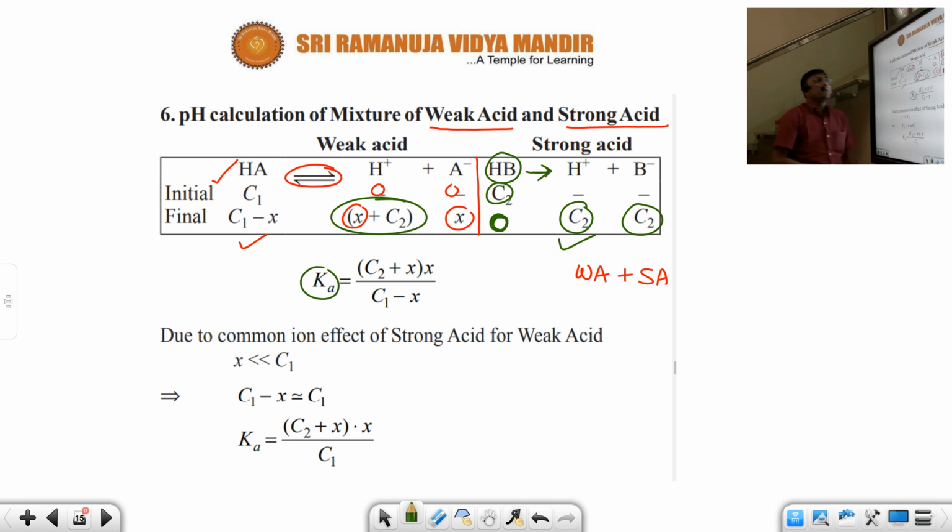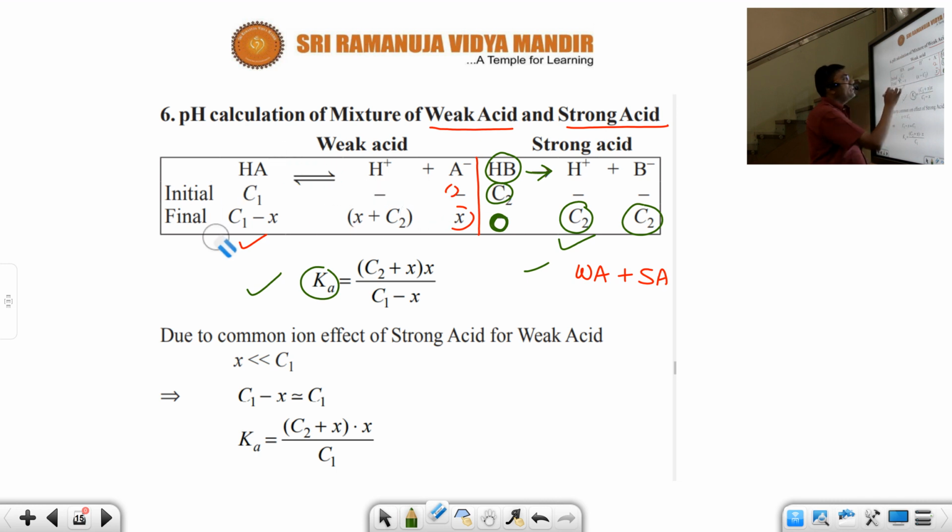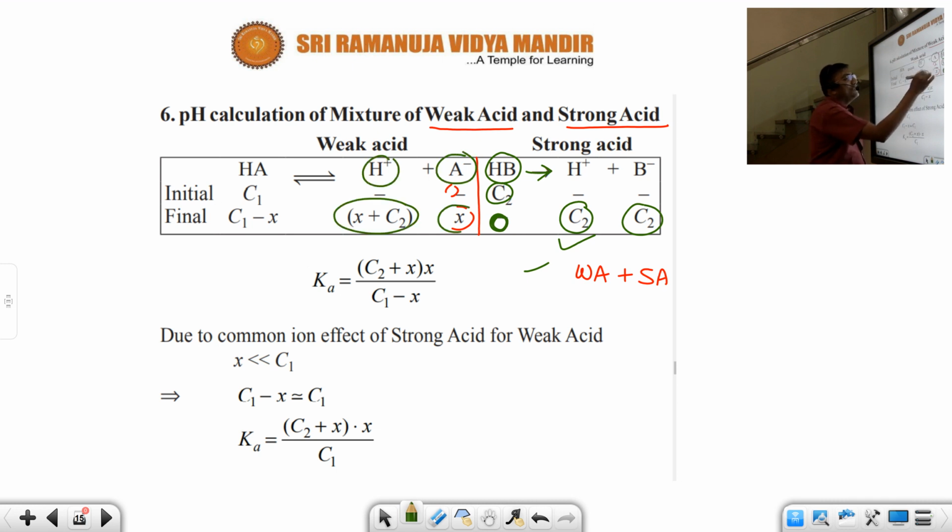Now write the Ka value. Ka you cannot write for strong stuff, because it is completely dissociated. It is only for equilibrium. The law of mass action, given by Guldberg and Waage, is for equilibria. It is not for non-equilibria. So K is equal to products by reactants. What are the products? H plus into A minus. So the concentration is (X plus C2) into X, by the reactant, C1 minus X.